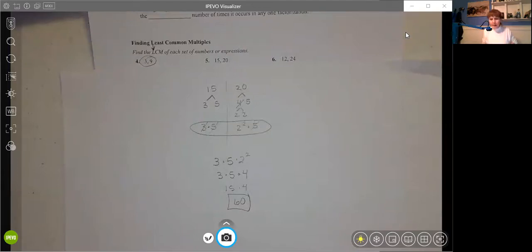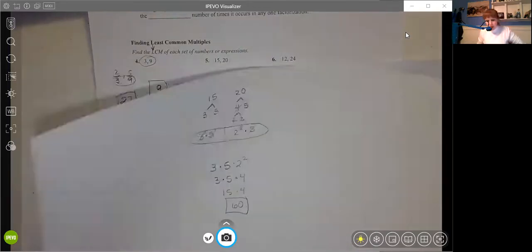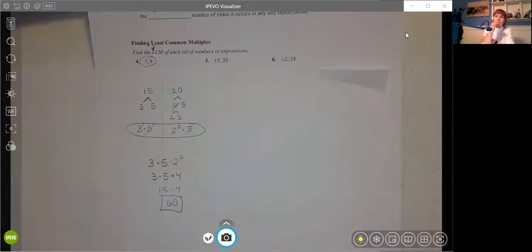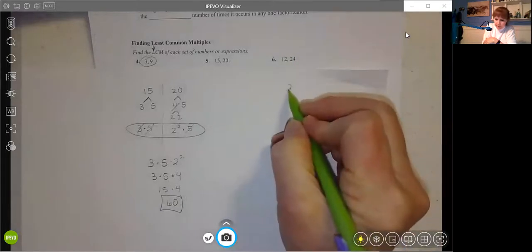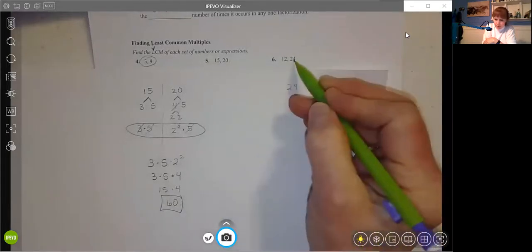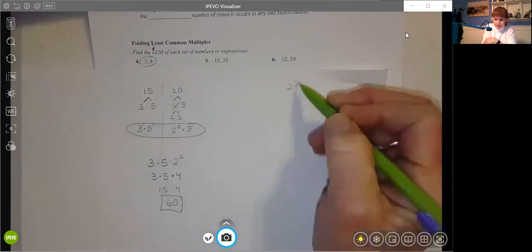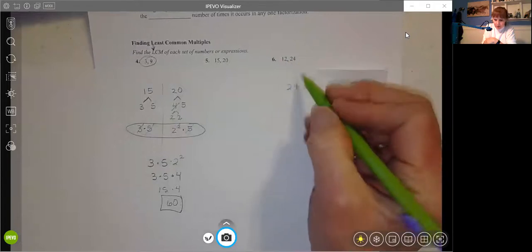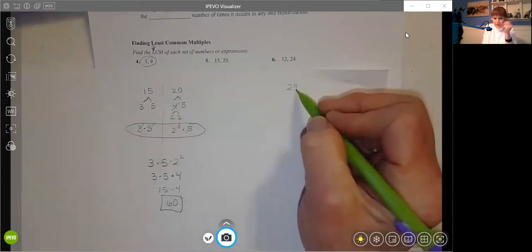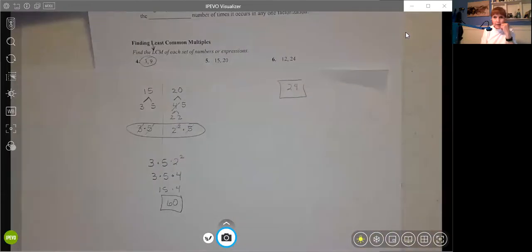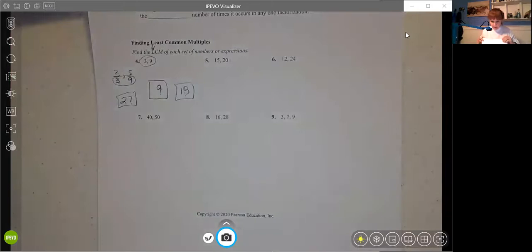Okay, all right, let's look at 6. Well, this is where it helps to know your multiplication tables. What would 12 and 24 both go into? And in this case, they would both go into 24. 24 goes into there once. 12 goes into 24 twice. So there's your least common denominator, 24. All righty.